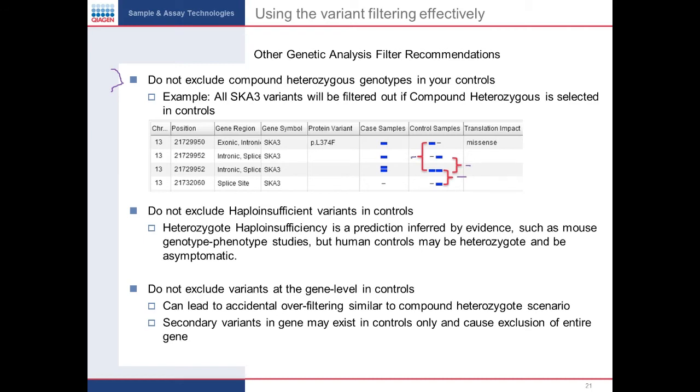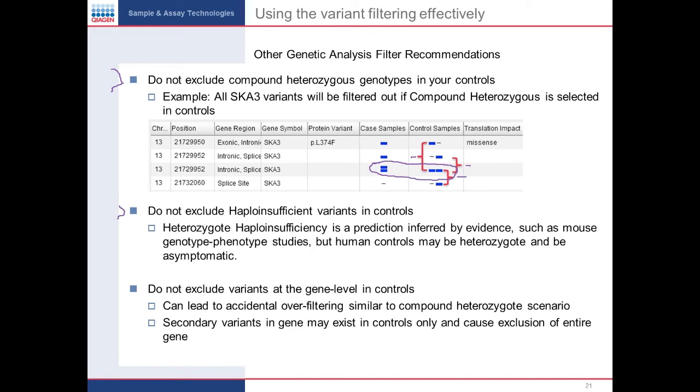Okay, now if I filter out compound hets in my controls, I'm going to remove every single row that's displayed here, because every single row is a compound heterozygote in my controls. However, if I was interested in this variant right here because it occurs at a heterozygote state, and let's say this is a trio, I don't want to throw this out. This might be very interesting. So typically I don't recommend filtering on compound hets.